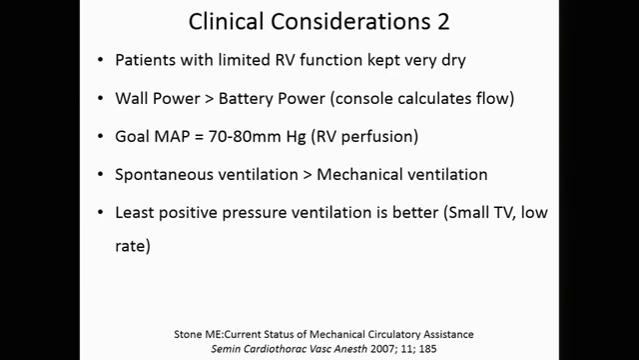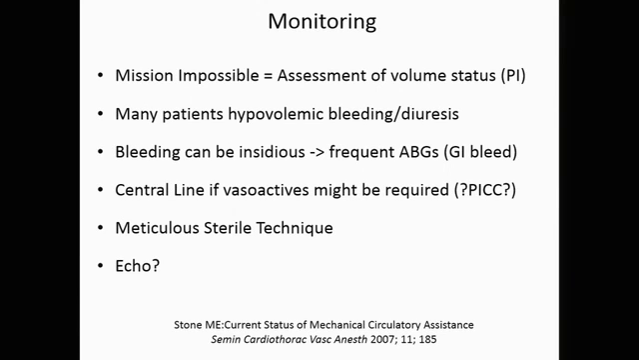Generally speaking, because these people often have an RV-limited circulation, spontaneous ventilation is always better than mechanical ventilation. They will always do better breathing on their own. And if you have to ventilate them, you want to ventilate them with the least tidal volume, the least minute ventilation, and the least PEEP that you can get away with. All right? These are people who you want to ventilate the least you possibly can. So pressure support with CPAP, once the tube is in, is a great way to ventilate these patients.